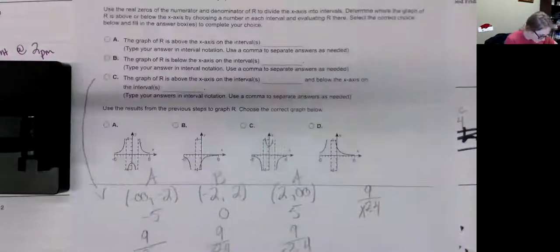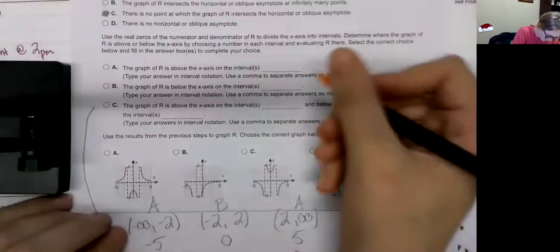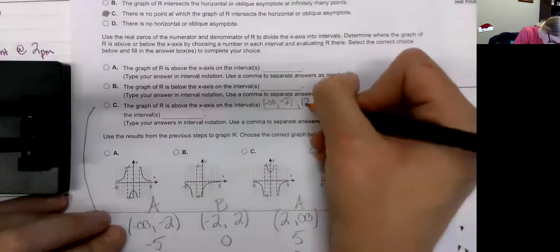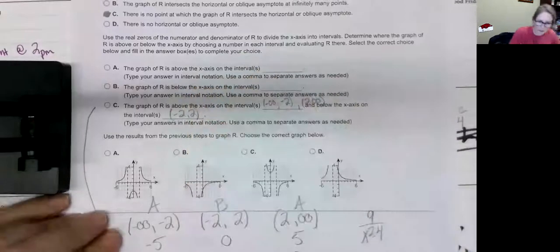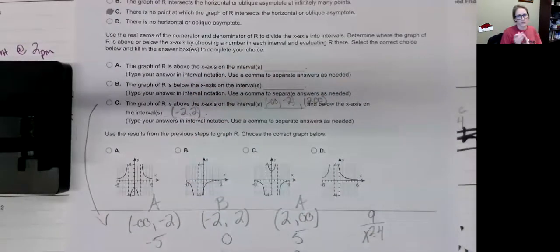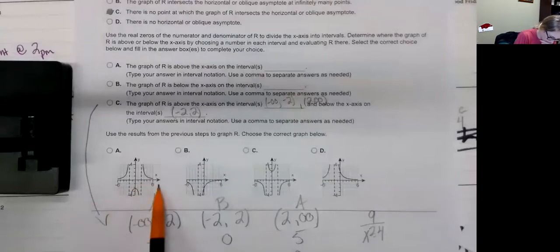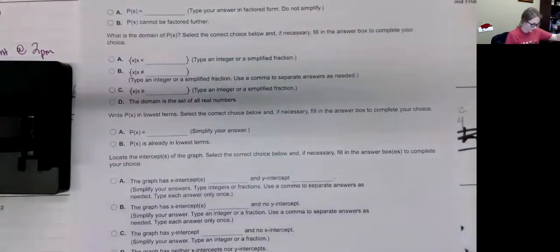So writing our intervals, the graph of R is above the x-axis and below there. So we're above at -infinity to -2 and 2 to infinity. And then we're below -2 to 2. And don't use any brackets on these because the graph is not equal at those points. So we have above -infinity to -2 and 2 to infinity, and then below here. Okay, I'm checking.